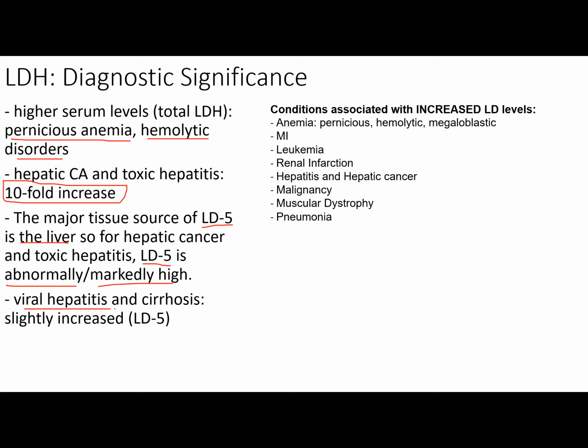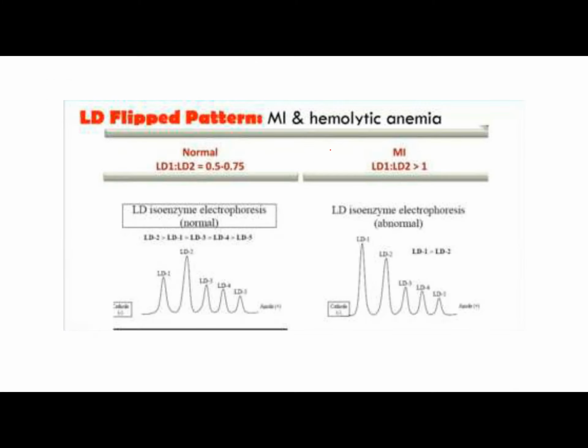Then we have your viral hepatitis and cirrhosis. LD5 is slightly increased. Now, conditions associated with increased LD level: anemia, pernicious, hemolytic, megaloblastic, myocardial infarction, leukemia, renal infarction, hepatitis and hepatic cancer, malignancy, muscular dystrophy, and pneumonia. Now, in your LDH, we have this so-called flip pattern.